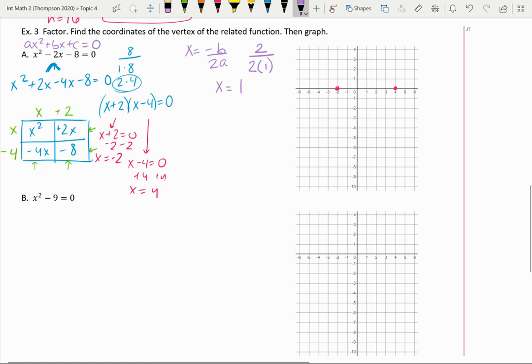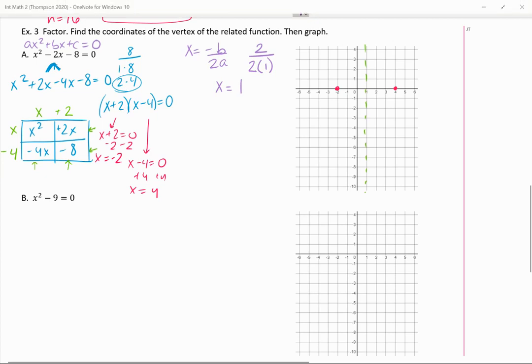Great. Do you remember what that's for? It's for the axis of symmetry. Yes. If you wanted to, you could draw it in. It doesn't ask for it, so I don't have to, but I could draw it in if I wanted to. There's my axis of symmetry.